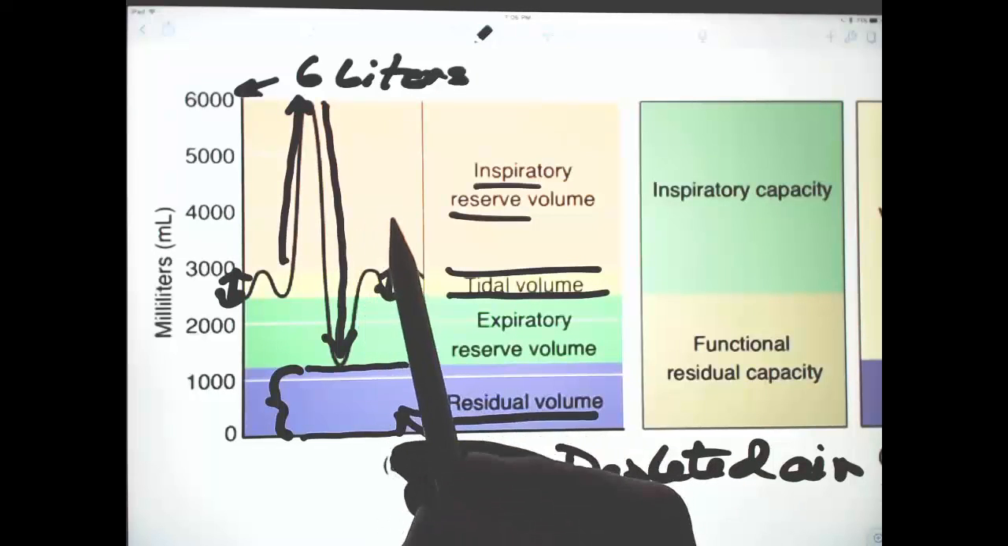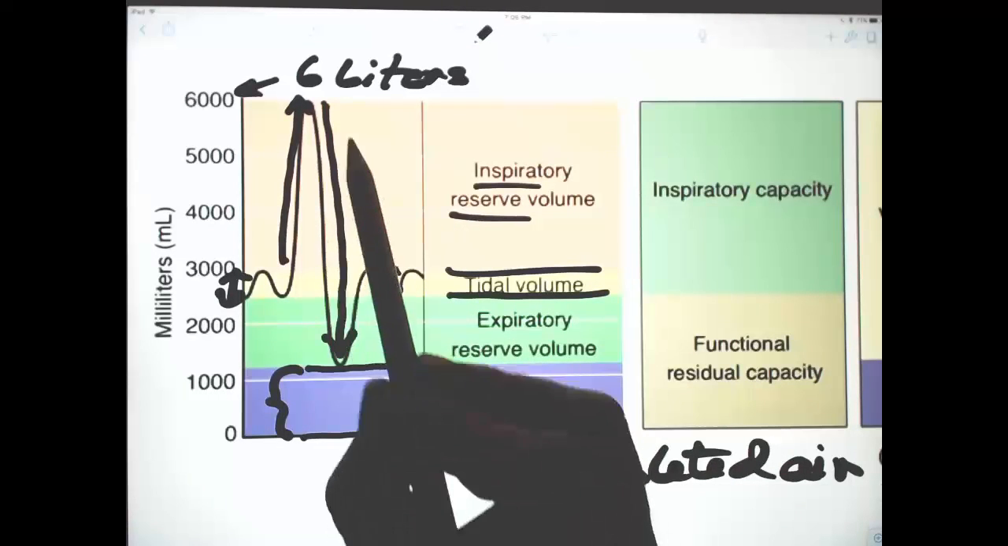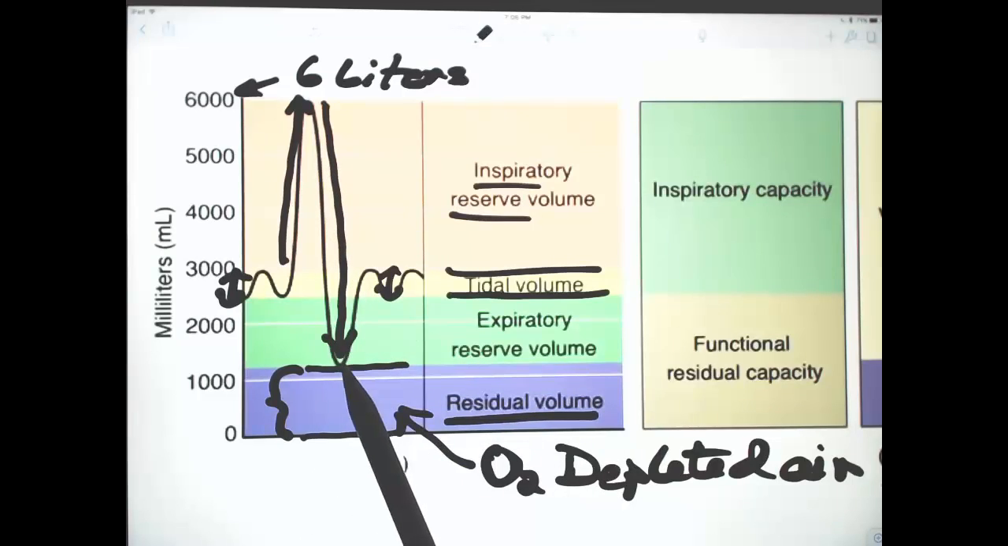With normal breathing, you're doing this. When you're working hard, running hard or exercising hard, you're taking deep breaths, exhaling it all, taking a new deep breath, exhaling it all. Even under those conditions, a good 10 to 20% of your lungs remains with air inside it that is O2 depleted and carbon dioxide rich.